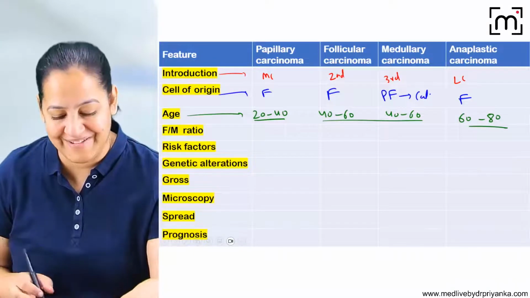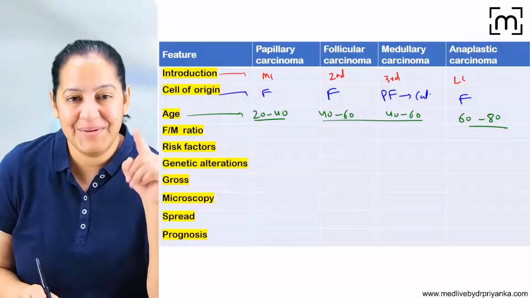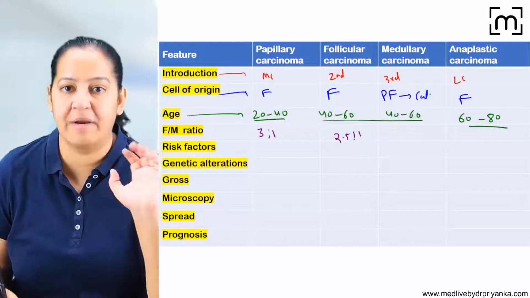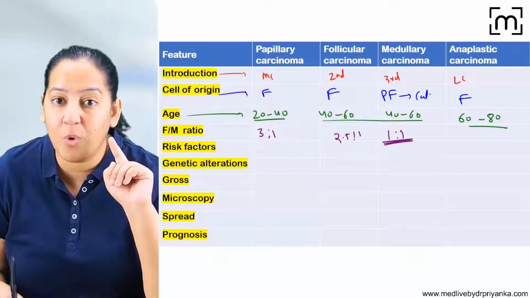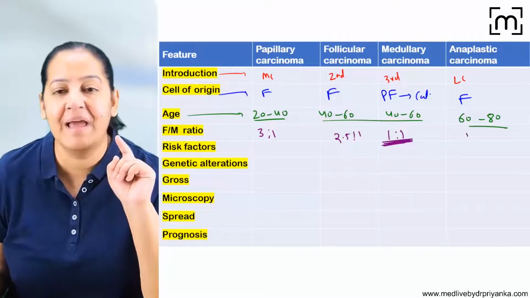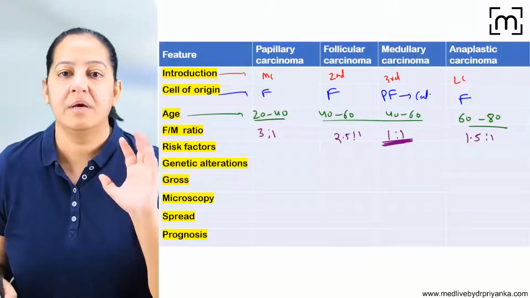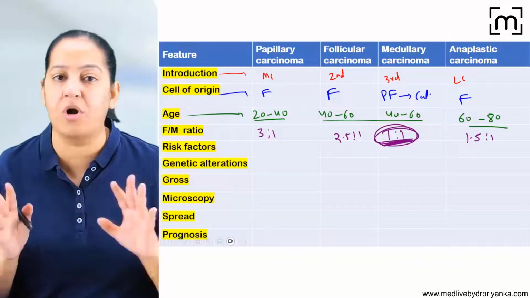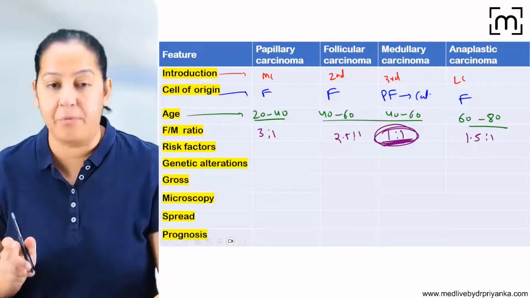Now the female to male ratio is something very important. Here it's 3:1, more common in female. 2.5:1, more common in female. Here it is 1:1. Only medullary is the same in male and female. And here also it's 1.5:1. So only medullary is something unique which is the same in male and female. The rest are all more common in female. That is a very important MCQ.